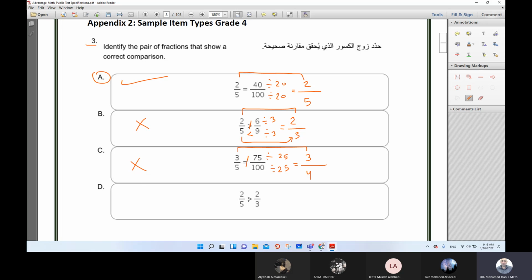Is 2 over 5 greater than 2 over 3? As you see here, in the two fractions we have the same numerator. So you can compare the denominators. The smaller denominator means you have the bigger fraction. So 2 over 3 is greater than 2 over 5. So this sign is not true. 2 over 5 is less than 2 over 3. So this is not correct.